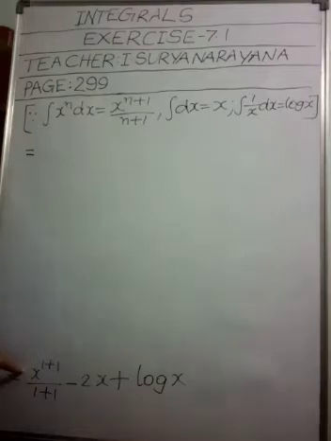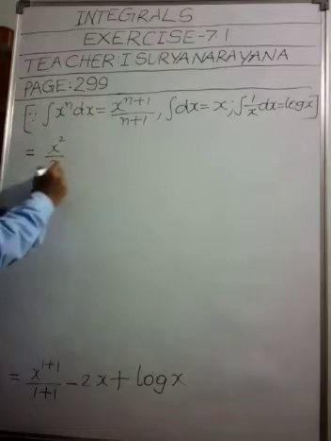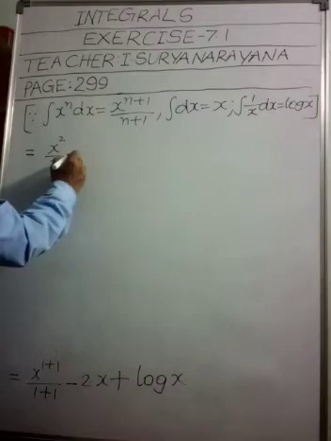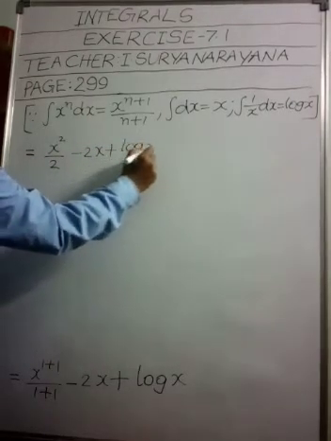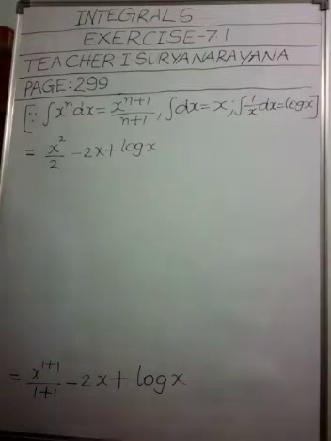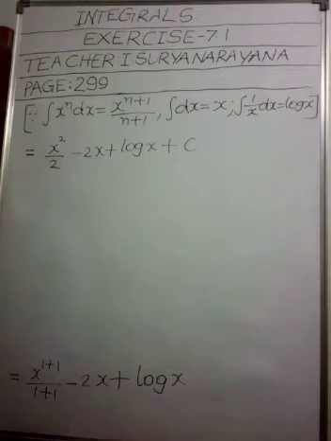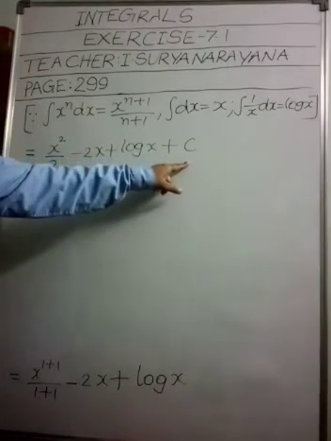What will you get here? X power 2, so x square by 2. Understood this first term, my children? Right. Minus 2x plus log x. Simplifying each and every term is also over. After that, finally we write the constant of integration. Don't forget to write the constant of integration at the last step. Understood?